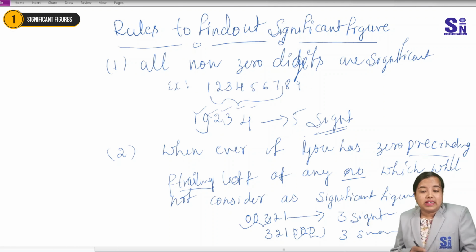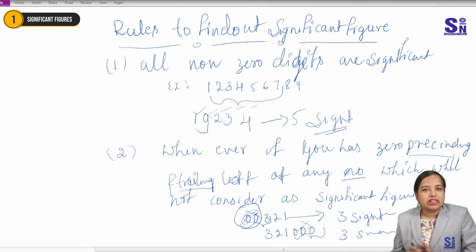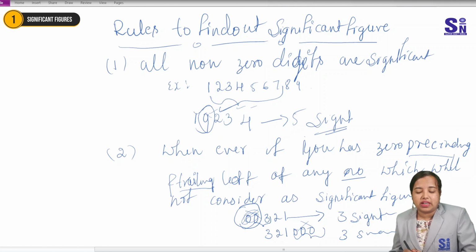Even the preceding zeros, that is before starting any numerical values, before starting non-zero numbers, if we find any zeros, we don't consider it as a significant number. Okay, so you forget this. If you find any zeros after any numbers, then also you should forget. Okay, so those zeros we don't include in our significant figures. Then why do we take a 0 as a significant figure here?